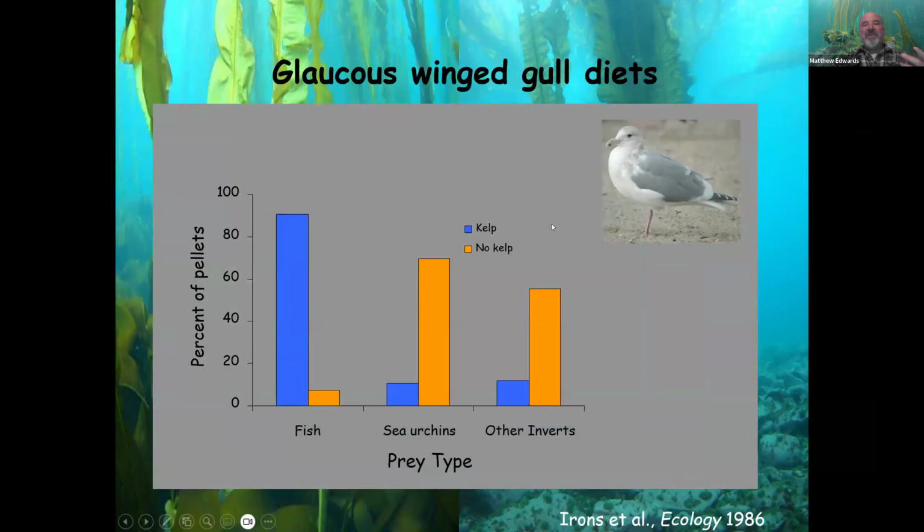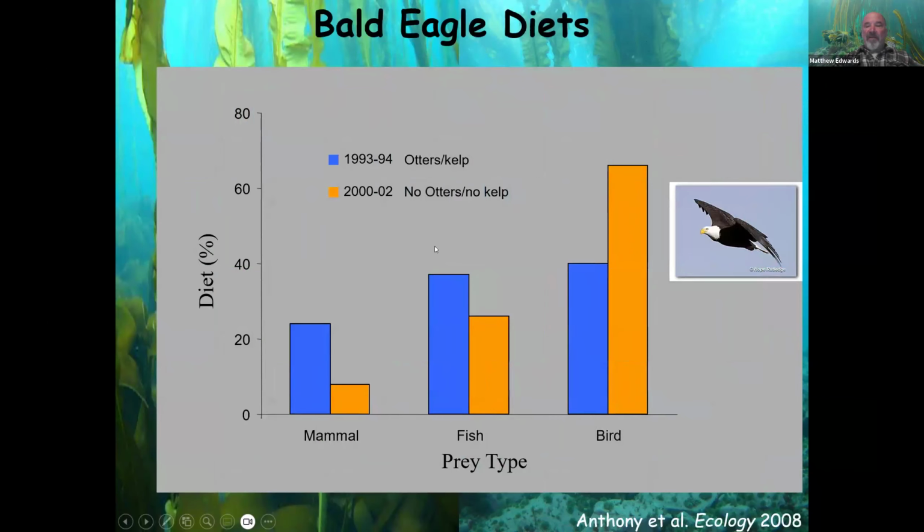We saw the changes in, say, glaucous-winged gull diets. Where they used to eat fish, as those fish abundances disappeared, they weren't eating fish anymore. They started eating more sea urchins and other invertebrates. And all the way up, looking at Anthony's work, we saw that all the way up to bald eagle diets. We saw, again, a change where they used to eat mammals, a lot of sea otter pups. That changed. Fish abundances went down, but bird abundances went up. And these are primarily eider ducks, which were in competition with the sea otters, and their populations began to increase as urchins became more abundant.